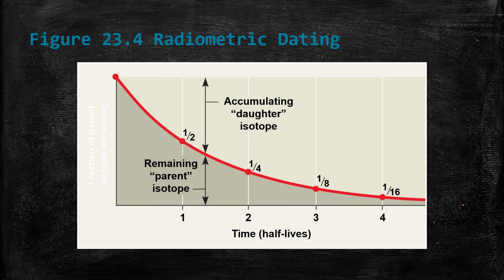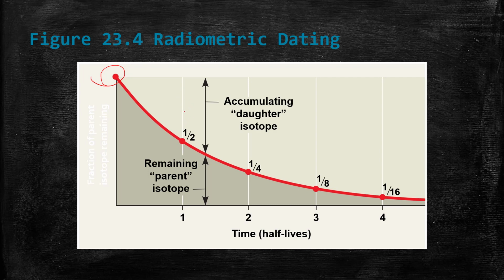So here's an example of that. Originally we have 100% parent isotope. Okay? And then one half-life later, however long that is, it could be 1,000,000 years, it could be 1,000 years. It depends on what the element is that you're looking at. They have different half-lives. So in this example, here's one half-life later. There's half of the parent isotope, and now we have half of the daughter isotope accumulating.